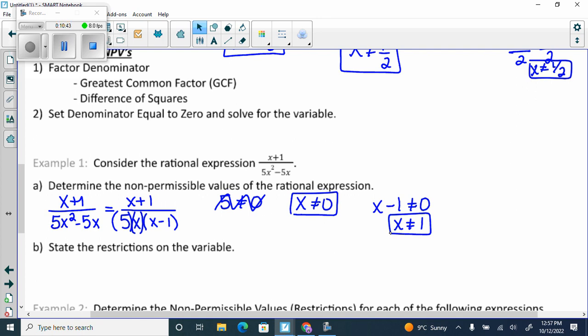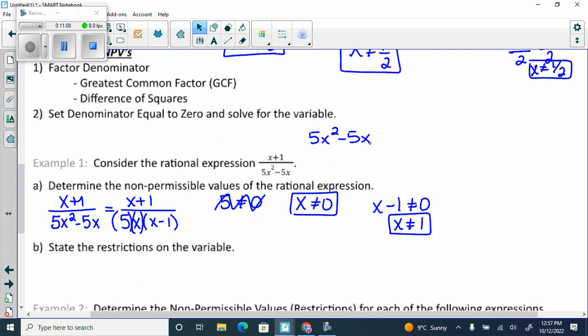Now remember I told you with non-permissible values, you'll always know you're right because you can plug it back into the original, and if the denominator becomes 0, you were right. Because these are the values that can't exist. So let's try them out. So I have 5x squared minus 5x. And if it gets me a 0 when I plug in each of these separately, then I know I'm correct. I can walk away knowing I got the question completely right. I have the right NPVs.